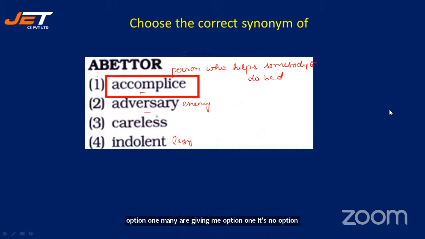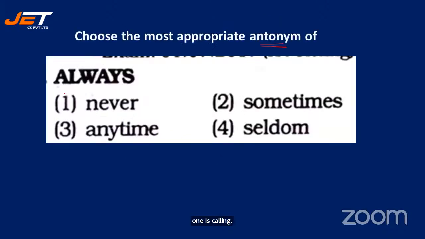Yes, it should be option one, accomplice. All right. See the next question. Very simple, always. And now you should note, they are asking us the antonym. What do you mean by antonym? The opposites. So students, when you are reading the question paper, please show full attention to your question paper.